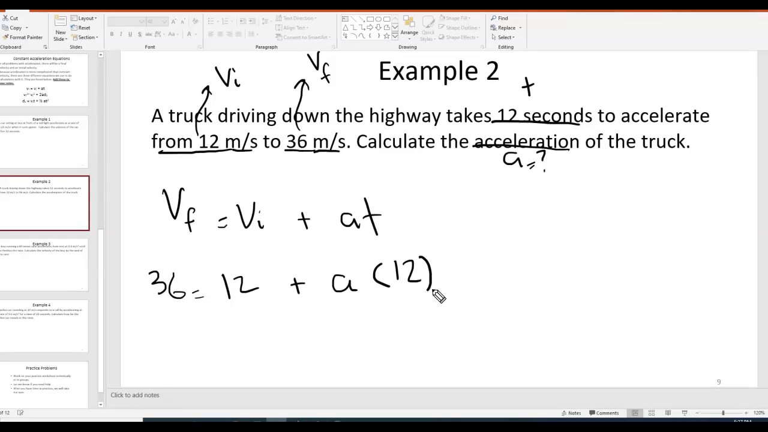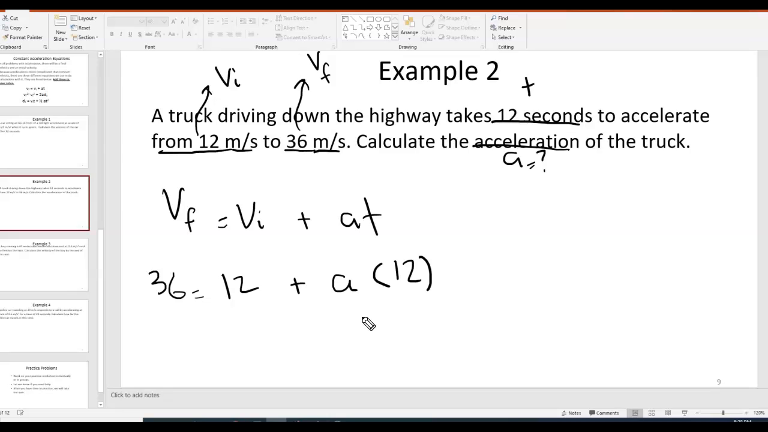And so now I have basically an algebra problem where I have to rearrange this equation and get A by itself. So I have 36 equals 12 plus A times 12. I want to get A by itself. What I'm going to do is I'm basically going to do PEMDAS backwards. So PEMDAS stands for parentheses, exponents, multiplication, division, addition, and subtraction. That's the order of operations that you learned in middle school. Now to get A by itself, I'm basically going to do PEMDAS backwards.